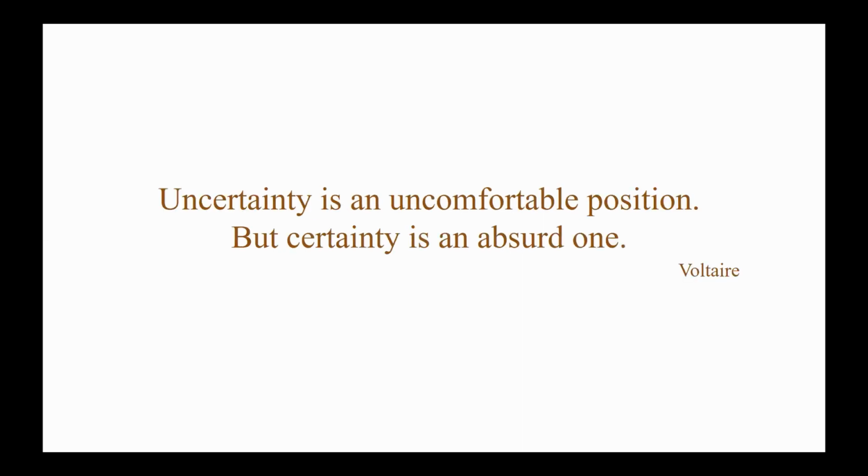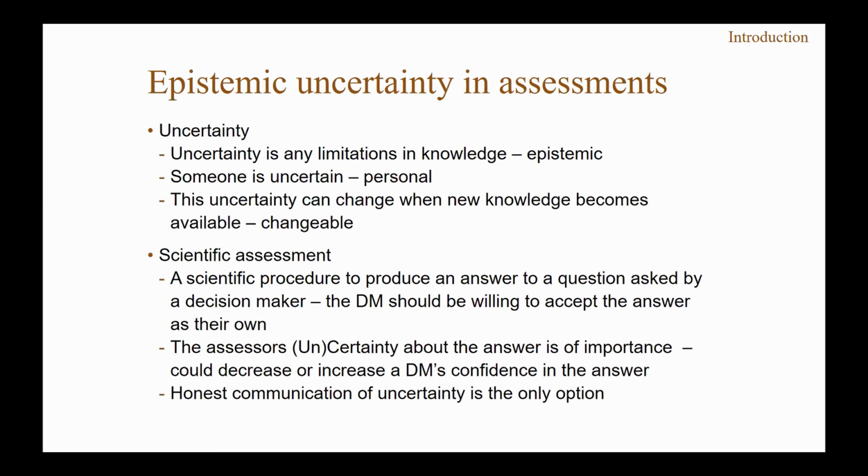So why is uncertainty important? Well, of course, it's very odd if someone would say that they are 100% sure about something. So although uncertainty is very uncomfortable, it's absurd to not have uncertainty, especially when we work with scientific assessments. Uncertainty here is any limitation in knowledge, and therefore we call it epistemic. And when we think about uncertainty, it's someone who is uncertain, it's a person. So uncertainty changes as new knowledge becomes available, and it varies between different people.